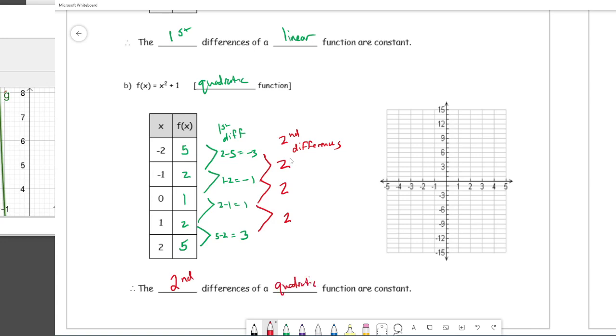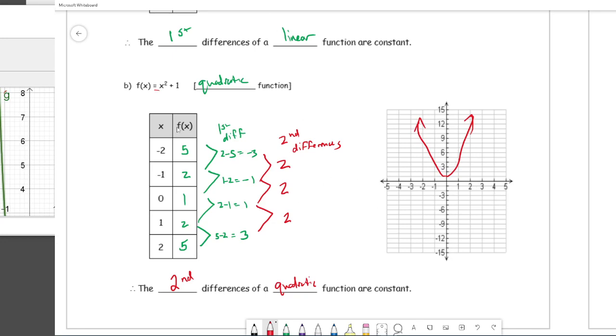function are constant. And what that means is you can identify that this table, even if you didn't know the function, is a quadratic if you went through these steps and determined that the second differences were constant. Now drawing this, I don't know why they want us to draw it, but it's there. It doesn't matter. I wouldn't worry about that.